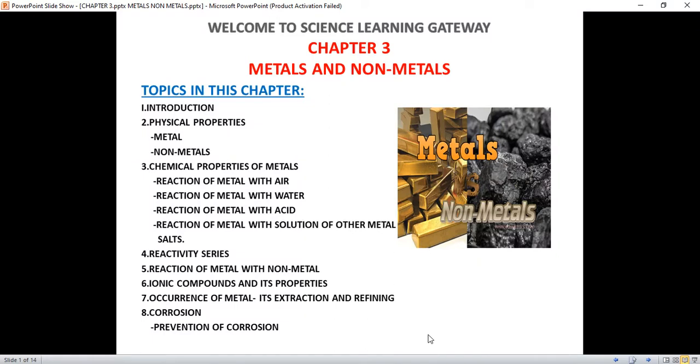We'll see a little introduction about this chapter in the introduction part. Next, we'll read about the physical properties of metals and non-metals. Next topic is chemical properties of metals, meaning different reactions of metals we'll see with air, water, acid, metal salts, etc. Next topic is reactivity series. Fifth one is reaction of metal with non-metal.